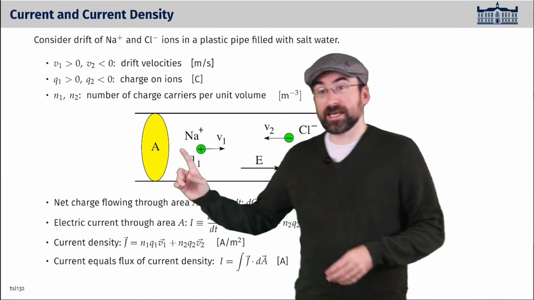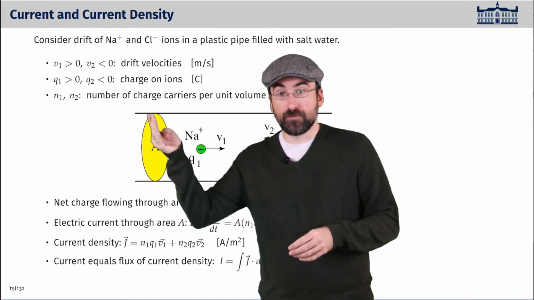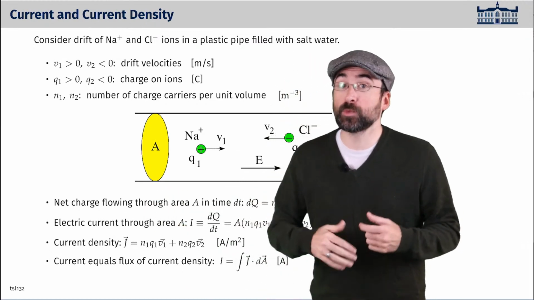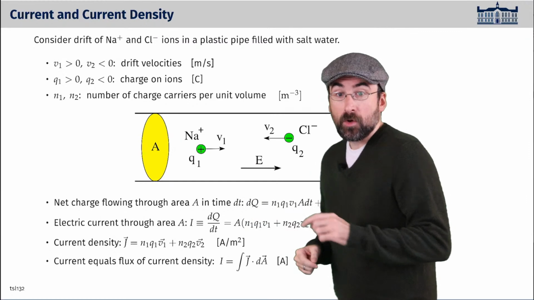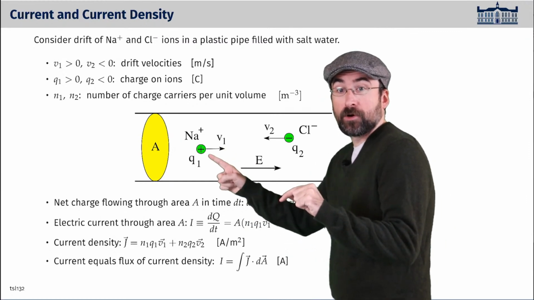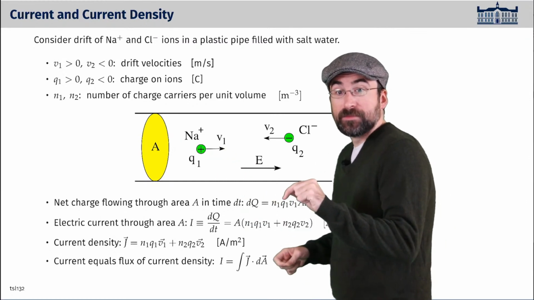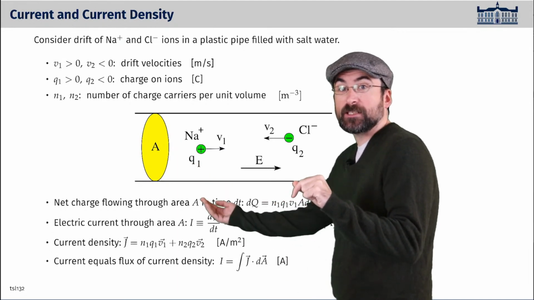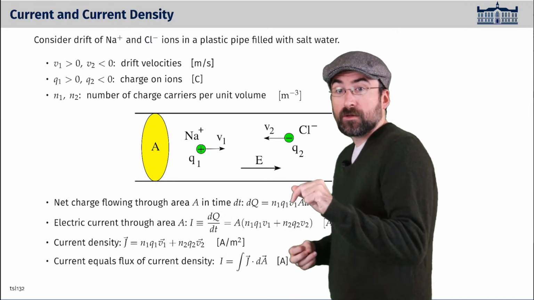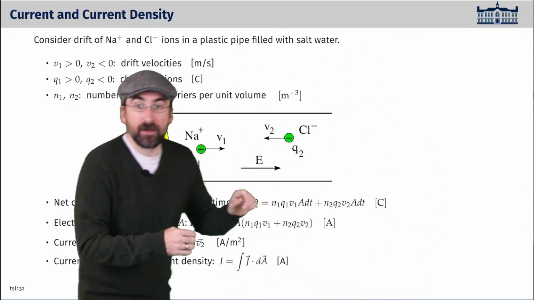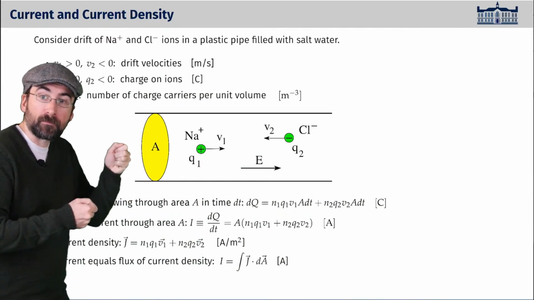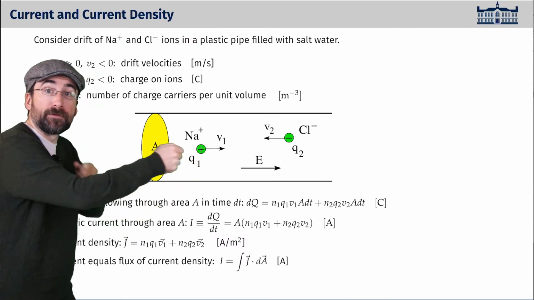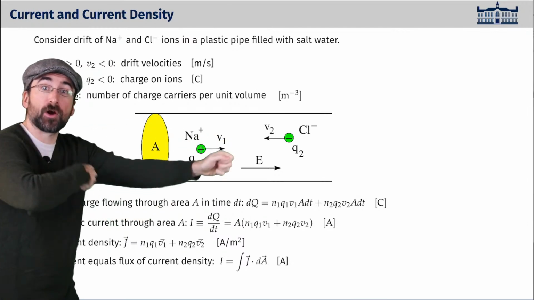Now, if we wanted to just count up how much charge moves through, say, this cross-sectional area of the pipe, in this case, it really is as simple as counting. We take n, the number of positive ions, times the amount of charge on one ion, multiplied by the speed at which those ions are moving. Because obviously, if ions are moving very slowly, the current's going to be very low. But if the charges are moving very fast, the current is going to be high.